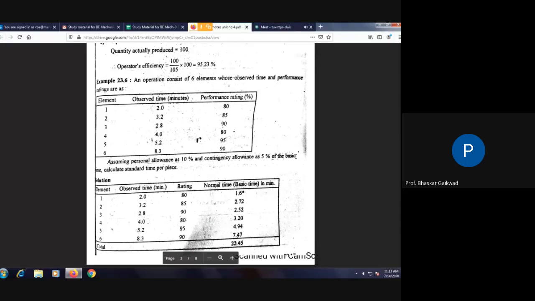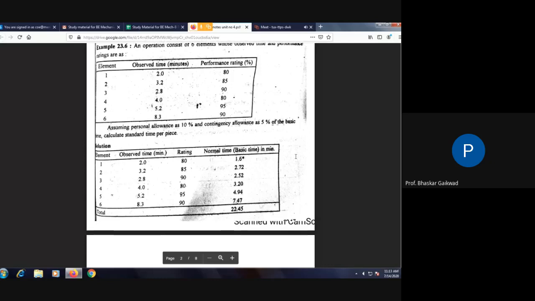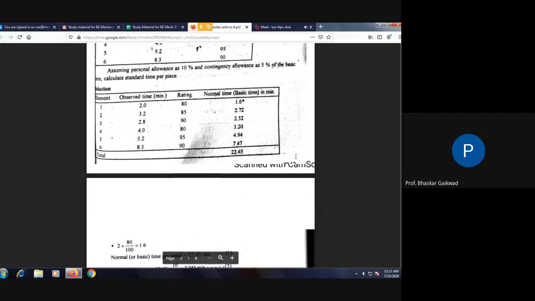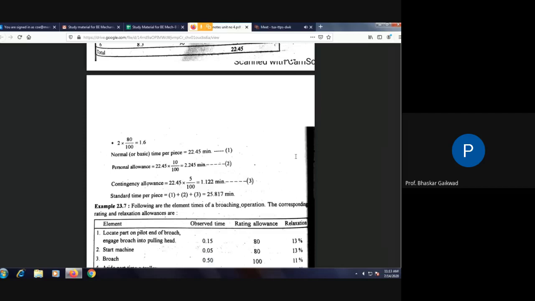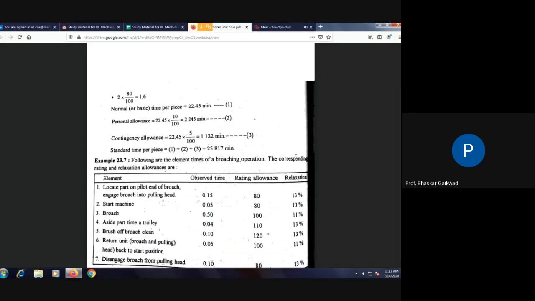After that, 1.6 into 5 divided by 100 is the contingency allowance. This contingency allowance plus the personal allowance you have to add to your normal time, then you will get the standard time. So these things will be there. So here it is calculated.